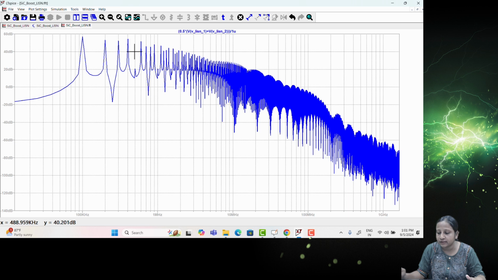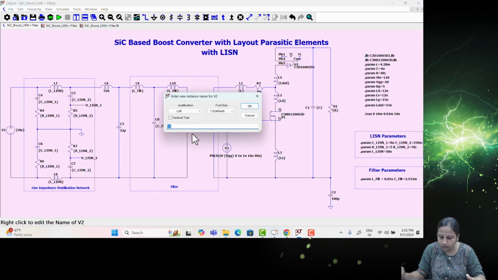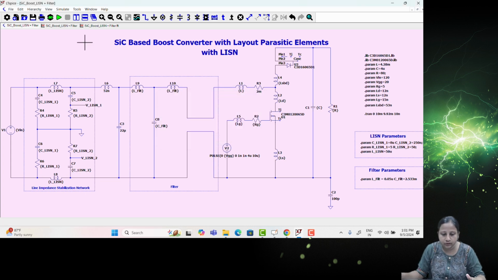So let's see with the filter, if we keep the same frequency, whether it will satisfy or not. Let's check the with-filter part and simulate. So the boost converter with filter part. We can check the same values, 10, 4 micro, and then this is 10. Okay, let's just run the simulation, then we can get the result.